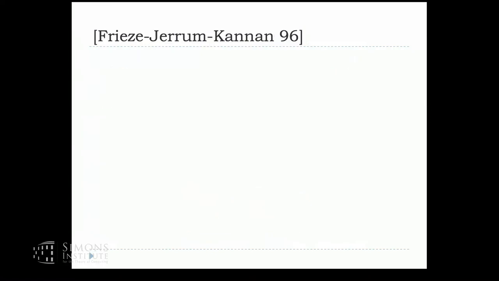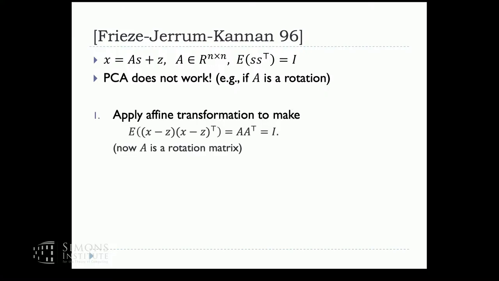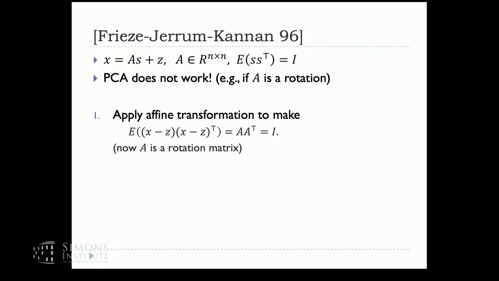Okay, so the problem has been solved a while ago, in practice and also in theory. And one point of note is that principal component analysis does not work. For example, if A is a rotation matrix, then the covariance of the transformed distribution is still identity, so you get no information. A rotated cube, you won't be able to tell apart from a cube. Nevertheless, the first step of their algorithm is to make the distribution isotropic. So, whiten it to make the mean zero and make the covariance identity.